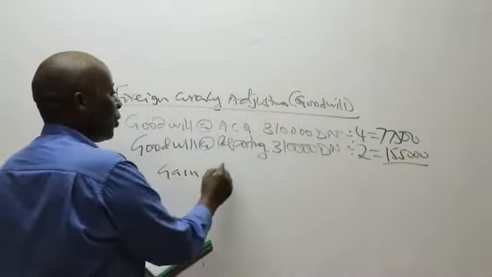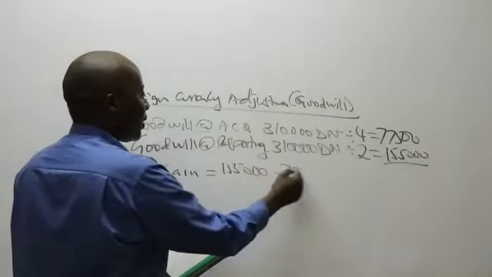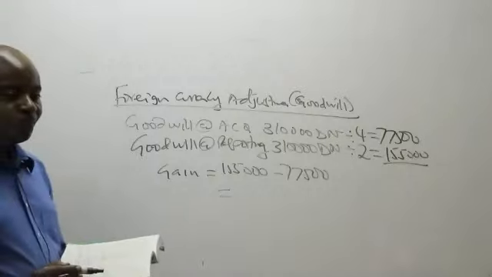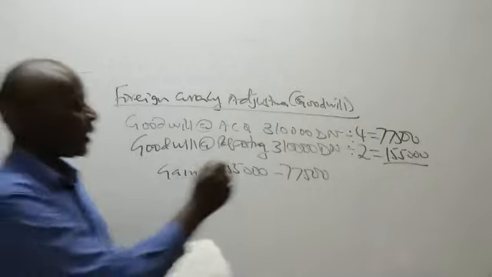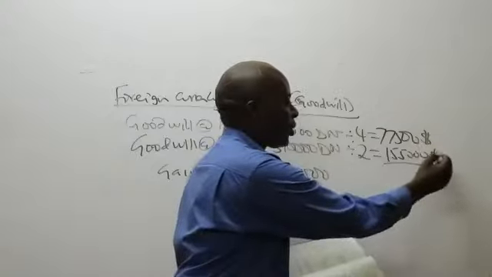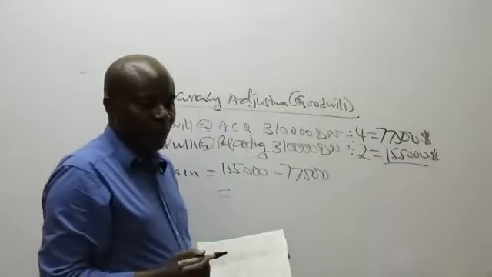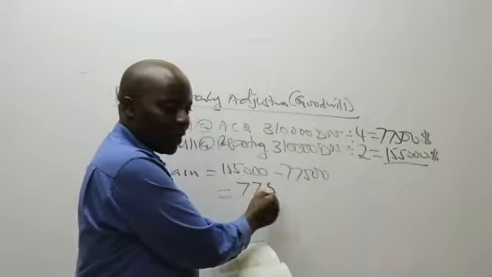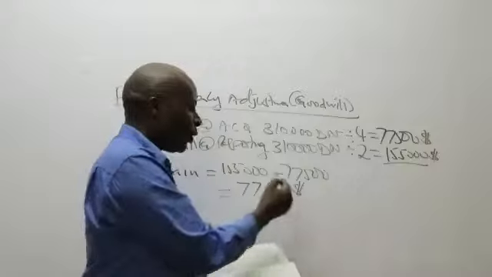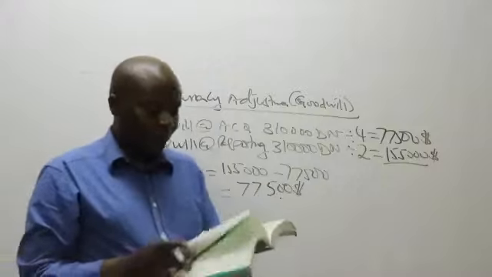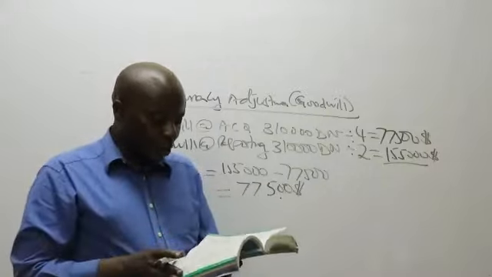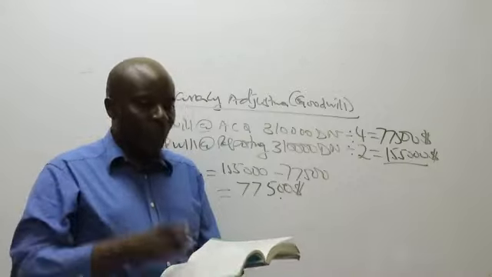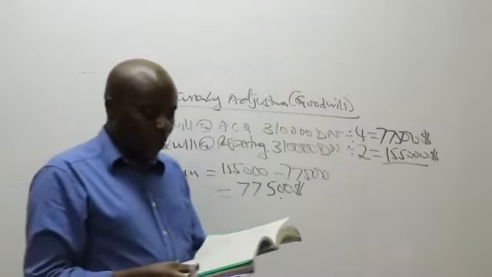The gain will be 155,000 minus 77,500, which will end up giving me what figure? This is now US dollars. They say it is $77,500. What should we do with this gain? We share out, isn't it? Thank you very much.